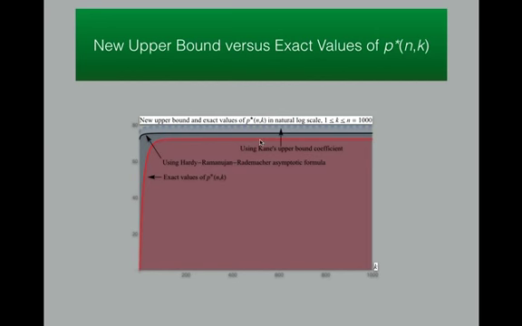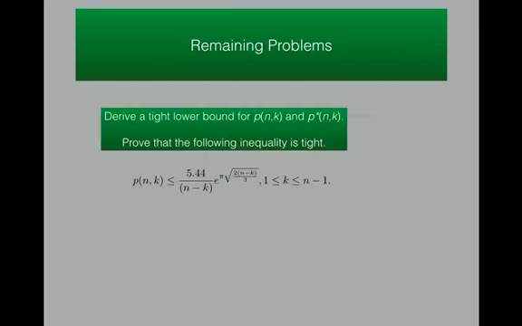So with this, a few problems remain. Two problems especially are worth mentioning. One would be to derive a tight lower bound for P and K and P star and K. And then the second one is really to prove, if this is not the case, if we cannot come up with a tight lower bound, that this upper bound is somewhat tight, at least for P and K, and then maybe try to proceed to obtain a tighter upper bound for P star and K.